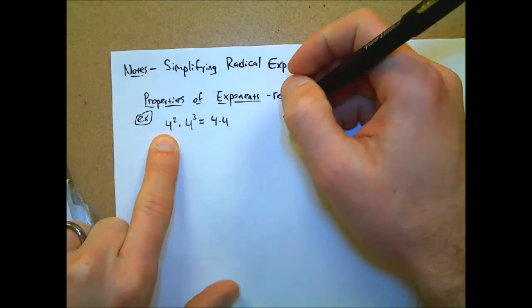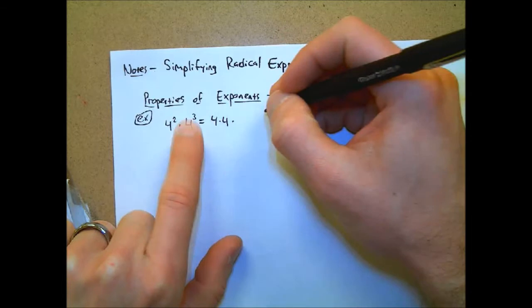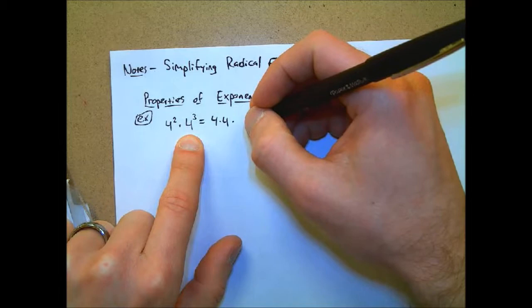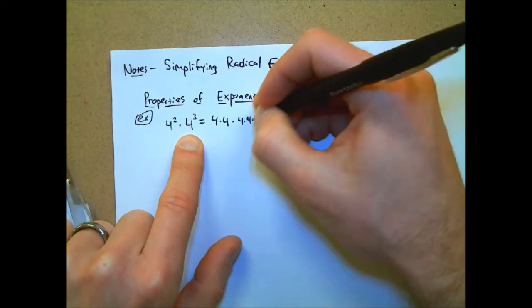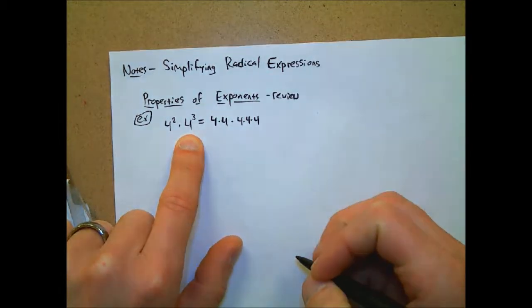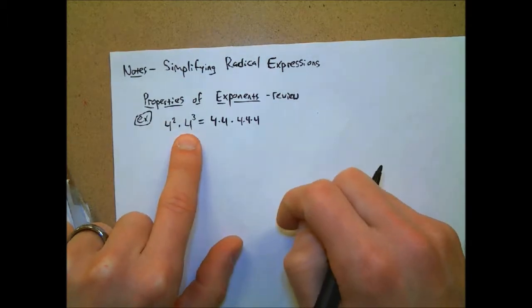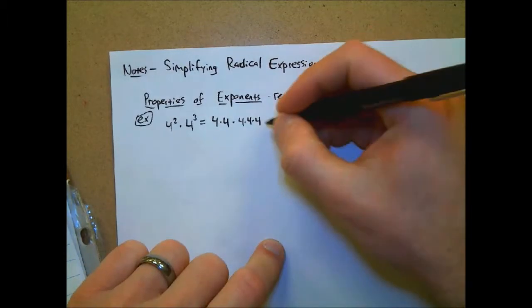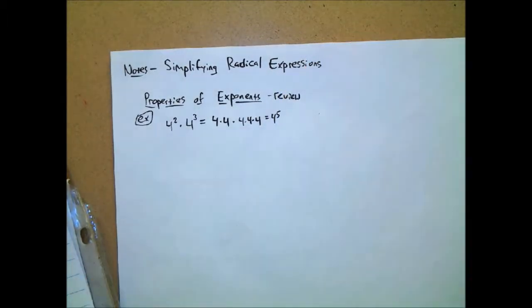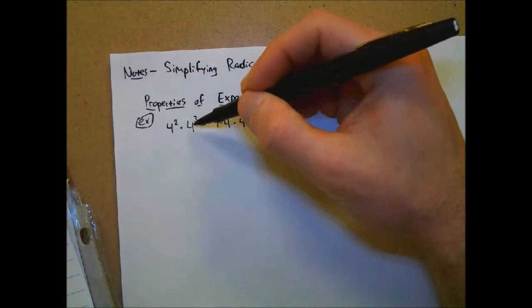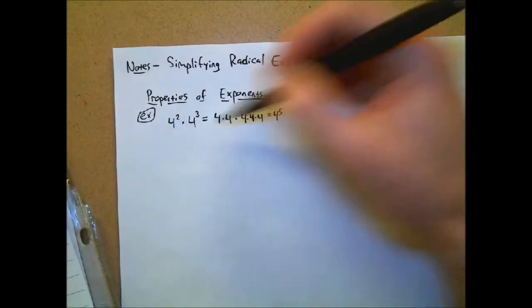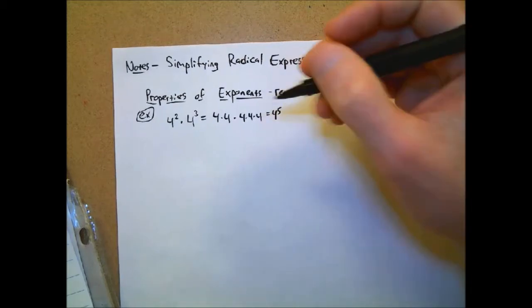And then times 4 cubed, well, what's 4 cubed the same as? 4 times 4 times 4, right? I had 4 times 4, and I'm multiplying by 4 times 4 times 4, and now I have 4 times 4 times 4 times 4 times 4, which is 4 to the 5th. There's 5 4s there. Now, we don't want to have to expand every time, so what's a shortcut? Add the exponents. Exactly right.